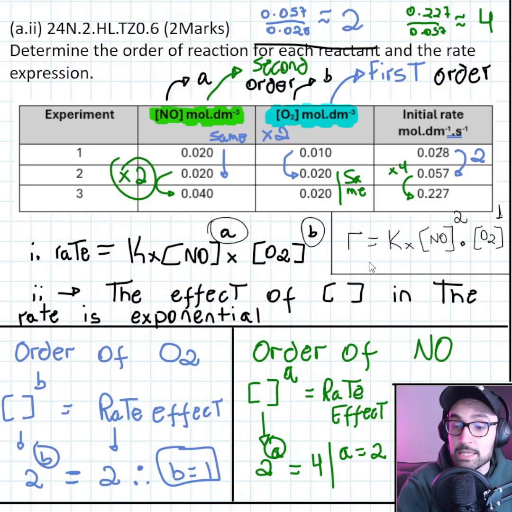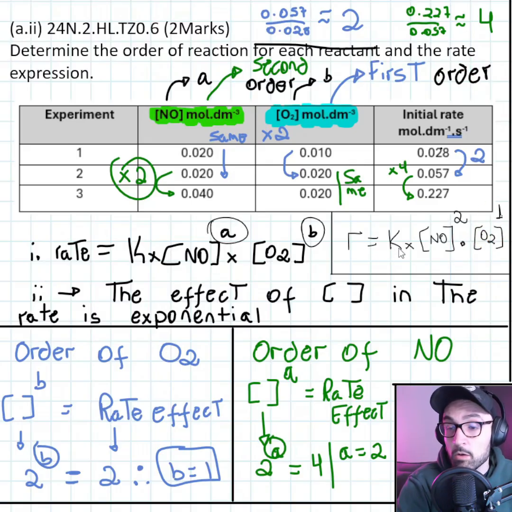Let's formalize it in the form of a rate expression. So we're going to say that the rate is equal to K times the concentration of NO. We calculated that NO, or nitrogen monoxide, is a second order reactant, so times the concentration of NO to the power of 2, times the concentration of oxygen. We calculated that oxygen is a first order reactant, so times the concentration of oxygen gas to the power of 1.